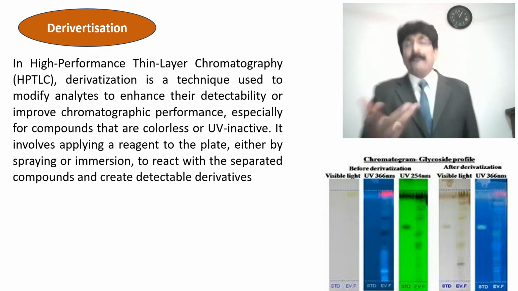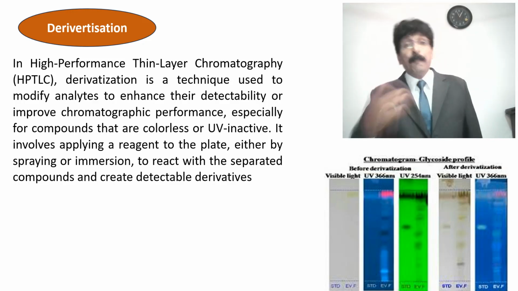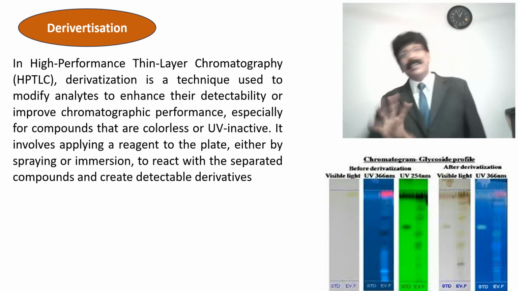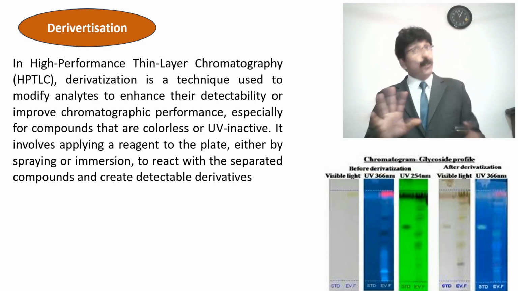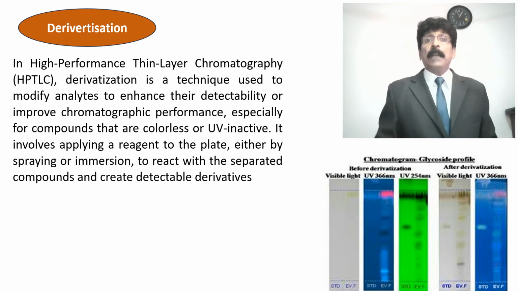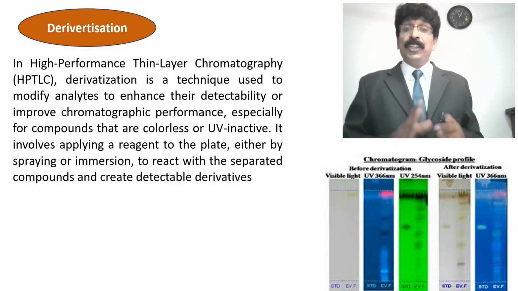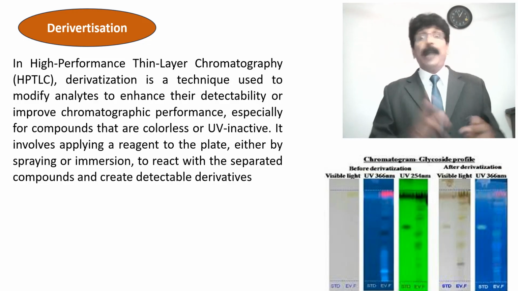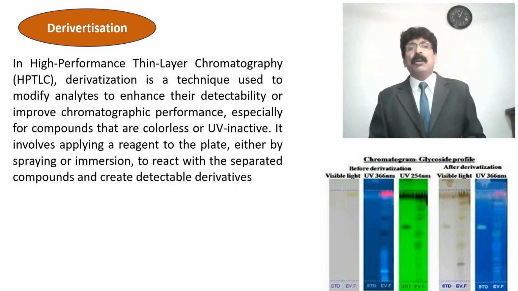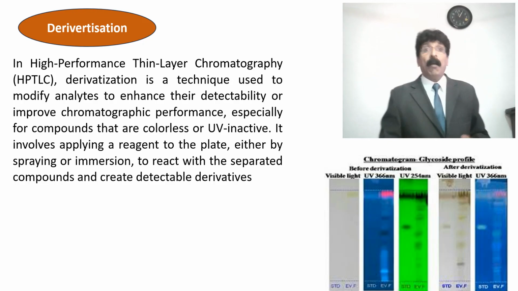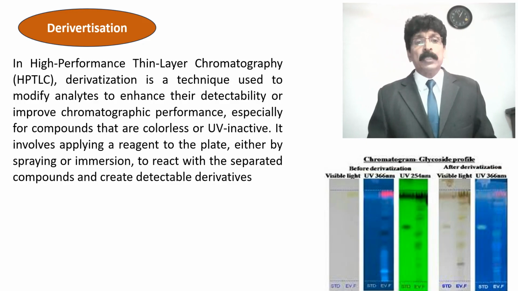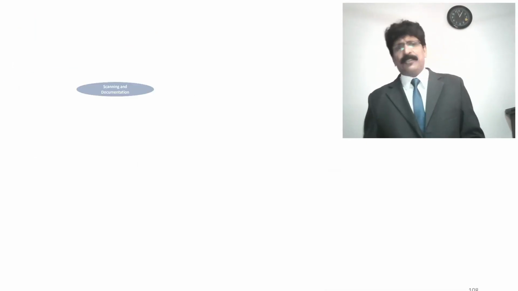You have to identify, or improve the chromatographic performance, especially for compounds that are colorless or UV inactive. In that case, you are using some derivatizing agent which can preserve and detect the color very feasibly and very promptly, which can be identified for our calculation purpose. It involves applying a reagent on the plate, either by spraying or by immersing, to react with the separated compounds and to create detectable derivatives.